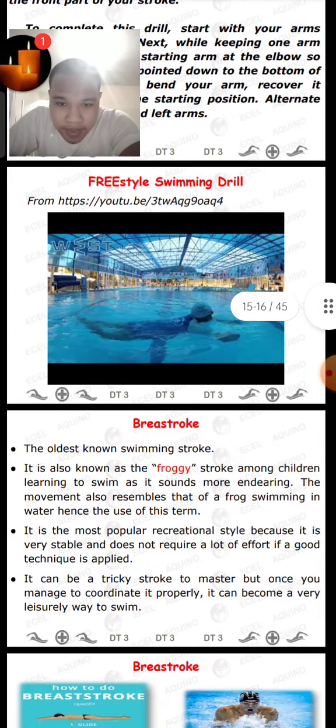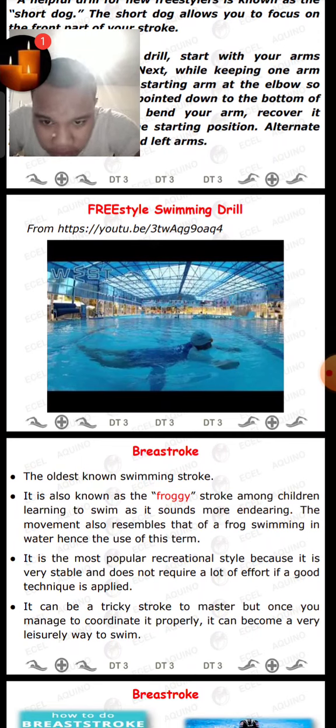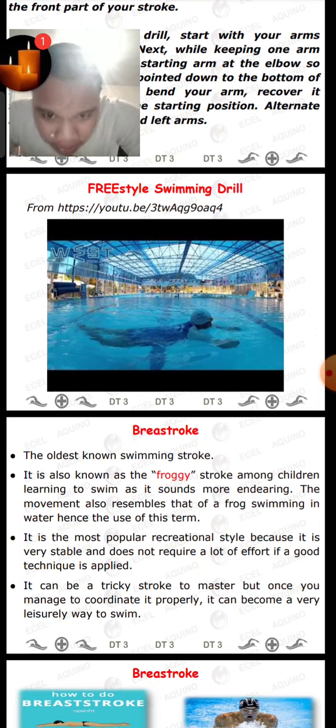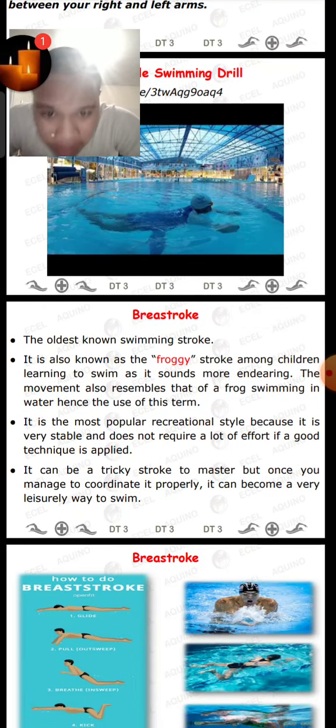Next is the breaststroke, the oldest known swimming stroke. It is also known as the froggy stroke among children learning to swim, as it sounds more endearing. The movement also resembles that of a frog swimming in water, hence the use of this term. This is one of the most popular recreational styles because it is very stable and does not require a lot of effort if a good technique is applied.